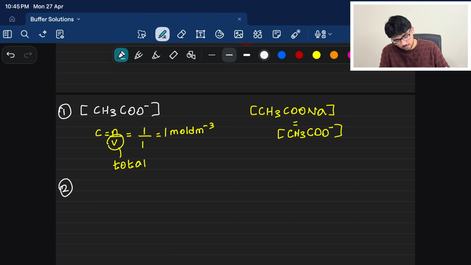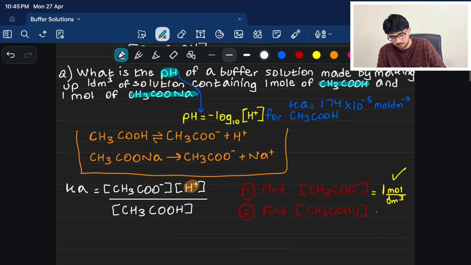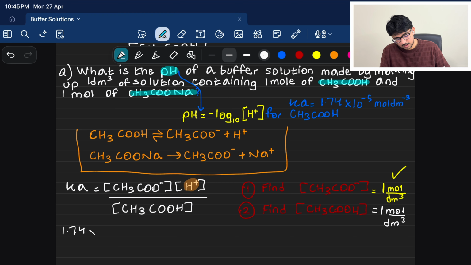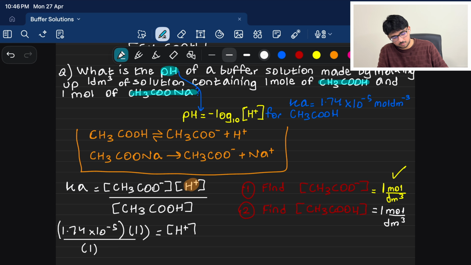So, if you have to find out the concentration of the acid, that's just C equals n over V, which is going to be 1 divided by 1, and that is just 1 mole per decimeter cubed. Goal number 2 also completed. It's a very simple equation now: Ka is 1.74 times 10 power minus 5. Take the concentration of the acid to the other side, multiply this by 1. Take the ethanoate ion concentration to the other side. This becomes the denominator, which is also 1. And this is the concentration of the proton.